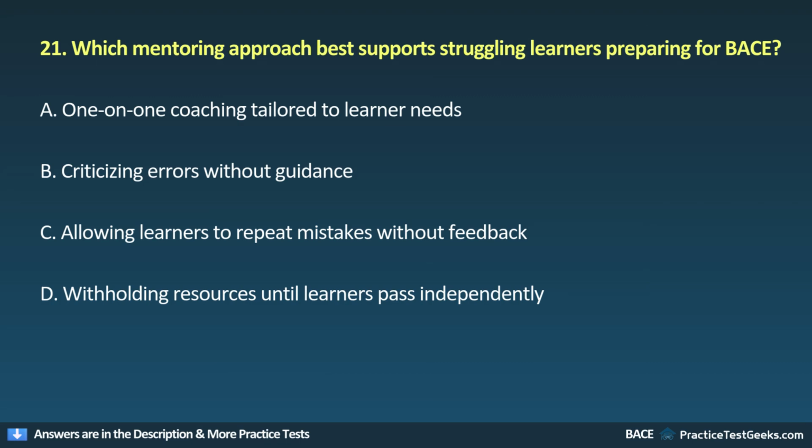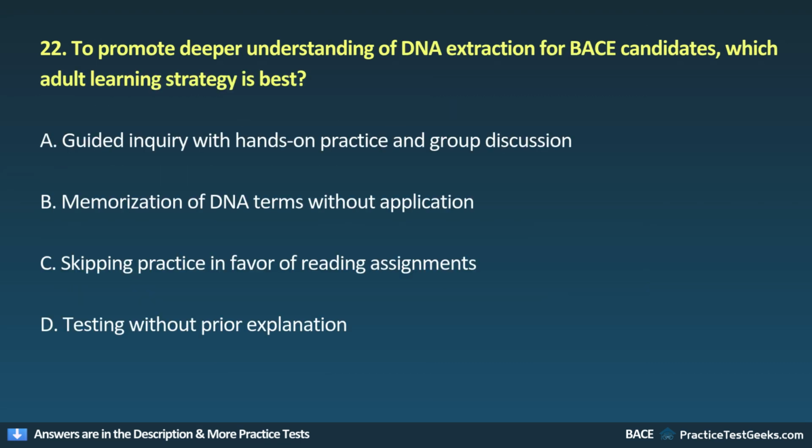A. One-on-one coaching tailored to learner needs. B. Criticizing errors without guidance. C. Allowing learners to repeat mistakes without feedback. D. Withholding resources until learners pass independently. 22. To promote deeper understanding of DNA extraction for BACE candidates, which adult learning strategy is best?